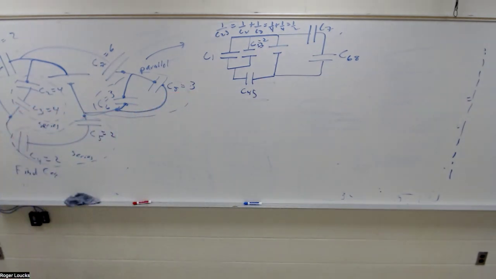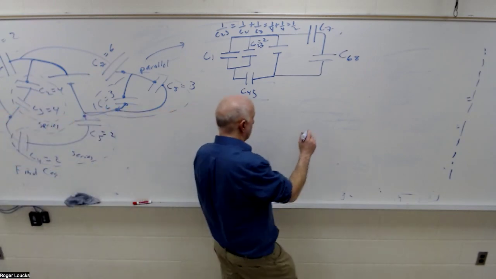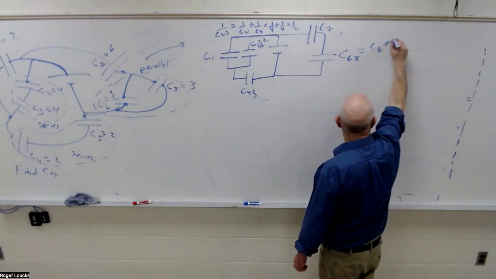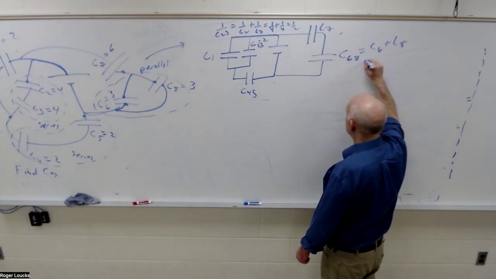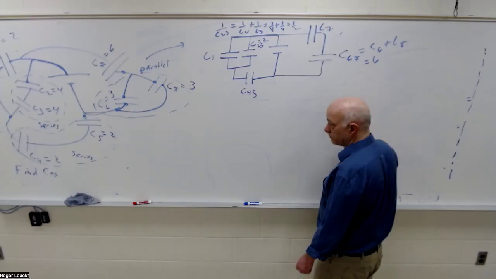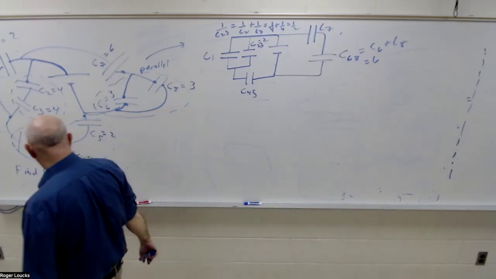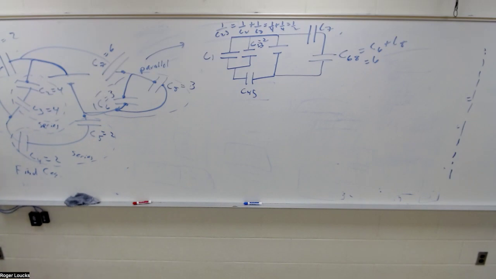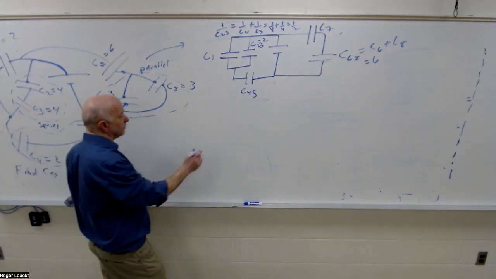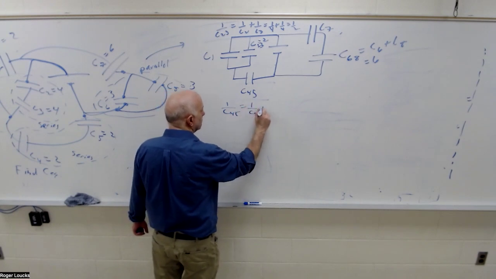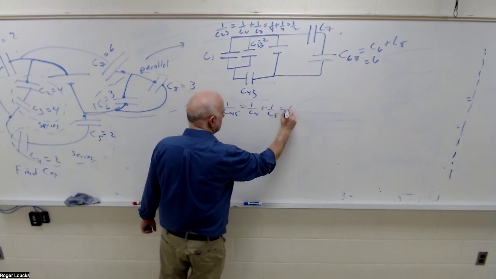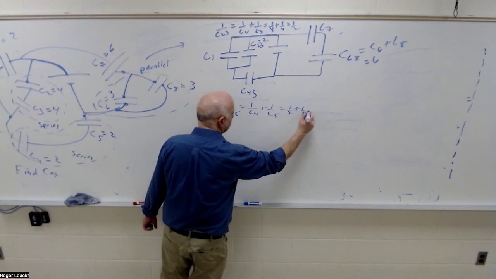Tell me about C68. Yeah, these are in parallel. So this is C6 plus C8, and so this is just going to be 6. Tell me about C45. These are reciprocals. So 1 over C45 is 1 over C4 plus 1 over C5, 1 over 1/2 plus a half. So this is 1.